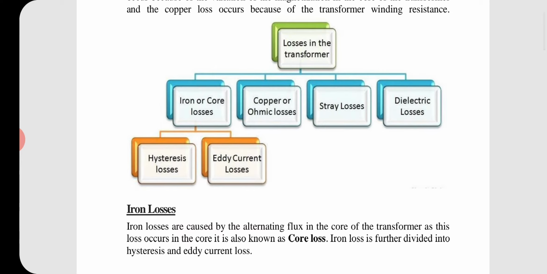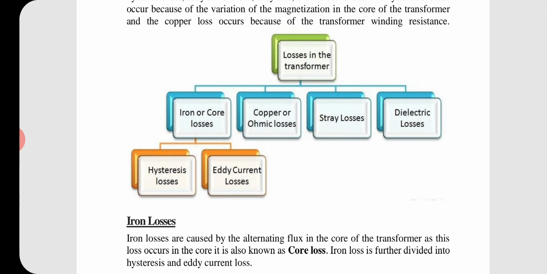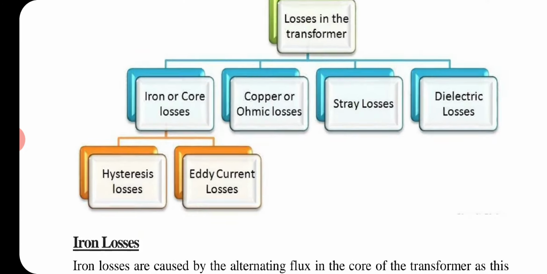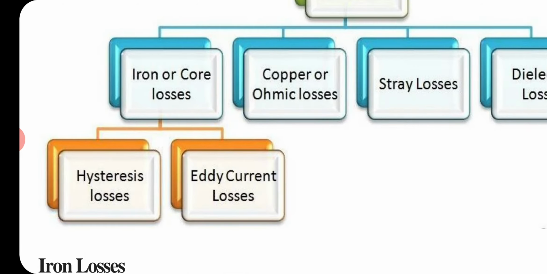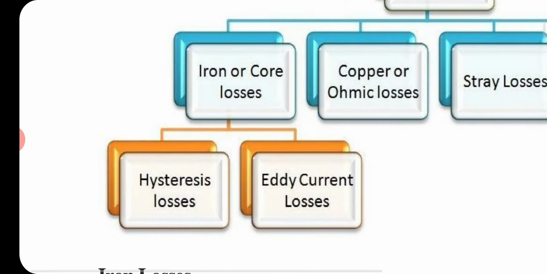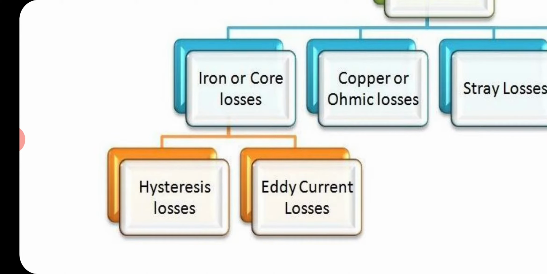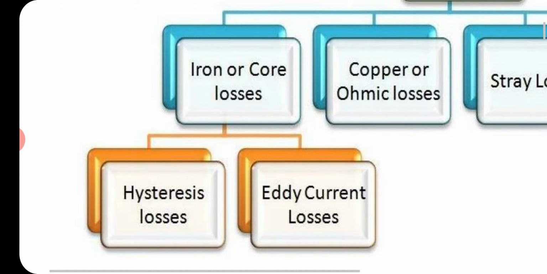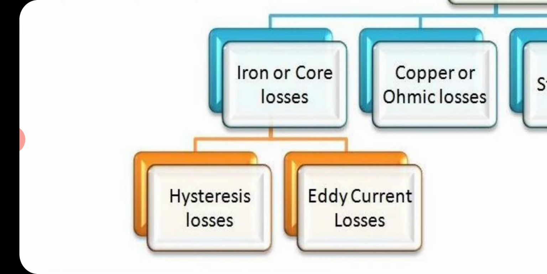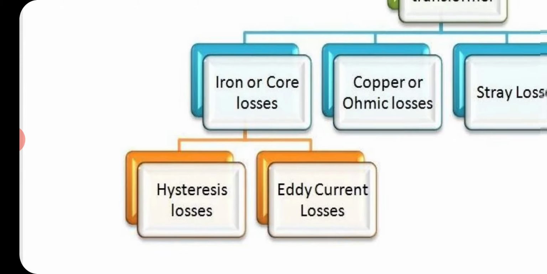There are four losses actually in a transformer: iron loss, copper loss, stray loss, and dielectric loss. Starting with the iron loss, it is also known as the core loss. It has two types: hysteresis loss and eddy current loss. The name represents that it occurs in the core of the transformer, in the magnetic circuit of the transformer.